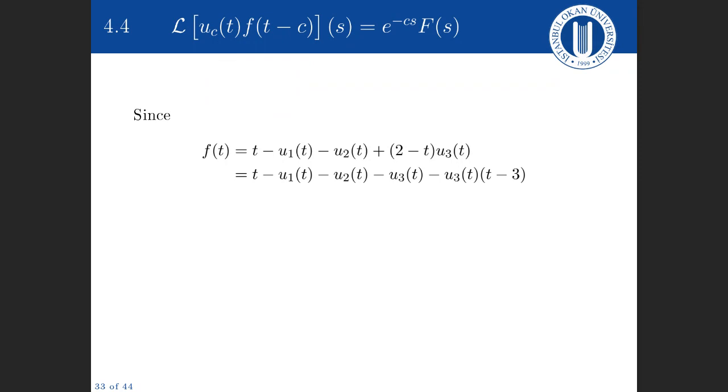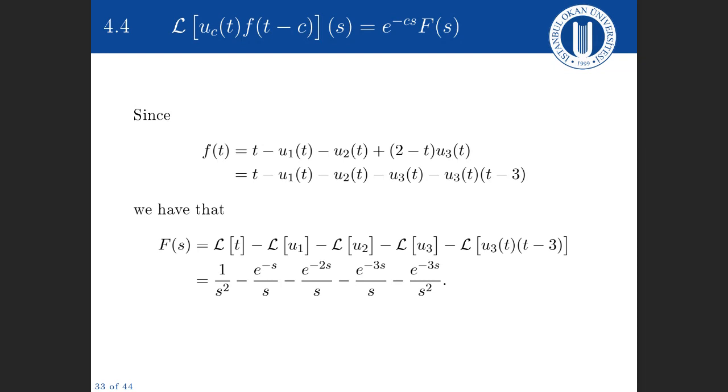So I'm going to write the function like this. T minus u1 minus u2, the first part, that stays the same. I want to have the same number, so I want to have 3 and 3. And to do that, I end up having an extra term, minus u3. Now I'm ready to take the Laplace transform of this, because I know the Laplace transform of each one of these terms.